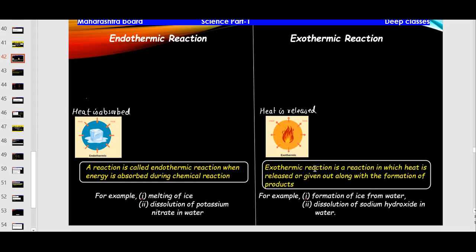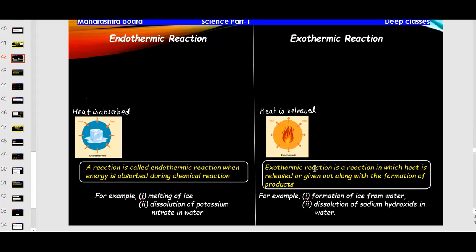Exothermic reaction is a reaction in which heat is released or given out along with the formation of products. Examples: formation of ice from water. Another example is dissolution of sodium hydroxide in water.